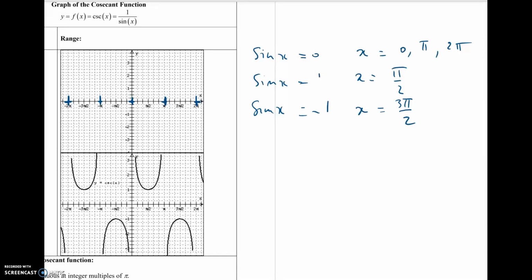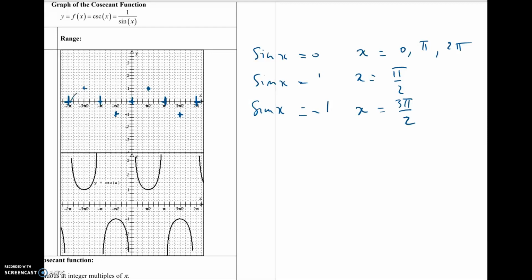Then for x equal pi over 2, I will have the sine equal 1. For x equal 3 pi over 2, I will have the sine equal to -1. And then for x equal negative pi over 2, I will have -1. And when x equals negative 3 pi over 2, I will have +1.